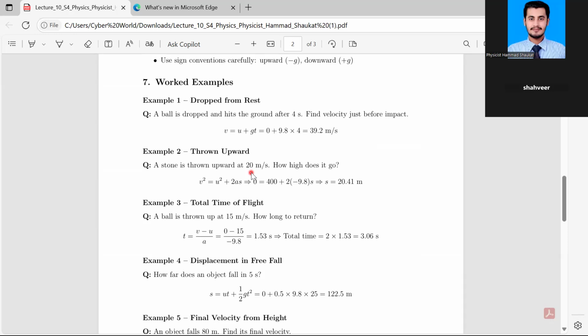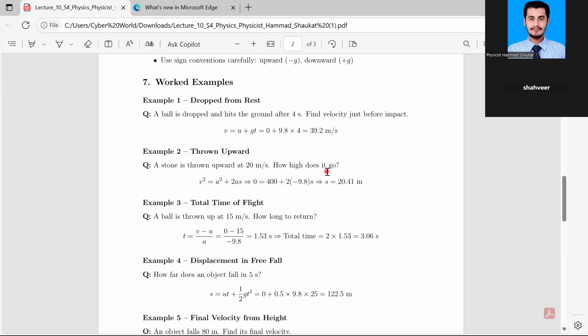No. And if you want to throw something upward, do you need some external force? Yes. So in this scenario, a stone is thrown upward, so you must provide some external force. And in this scenario, this velocity behaves like an external source. So this is basically the initial velocity. You must provide initial velocity to the stone, then the stone moves upward. So this 20 meters per second is the initial velocity, and you have to find distance.